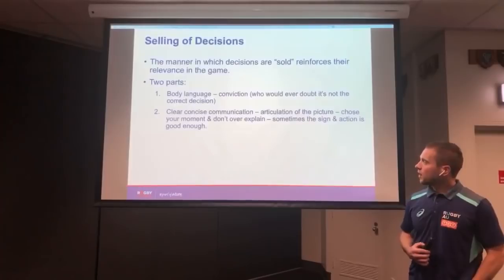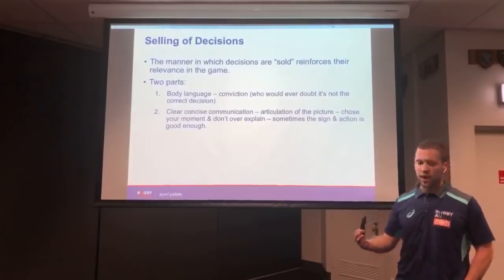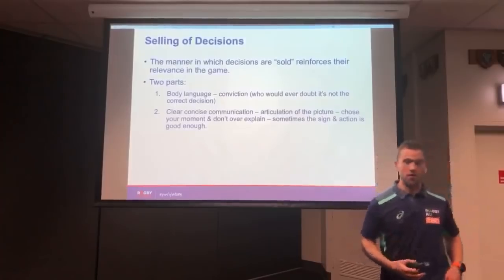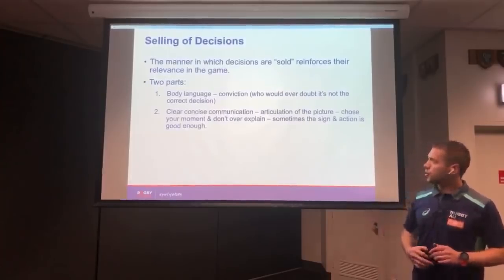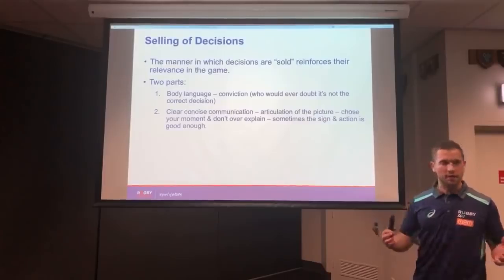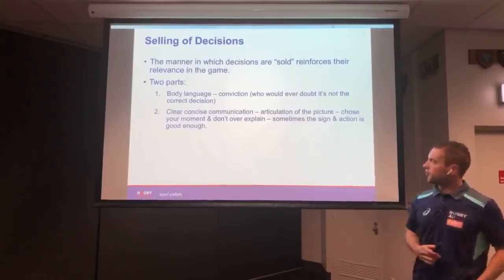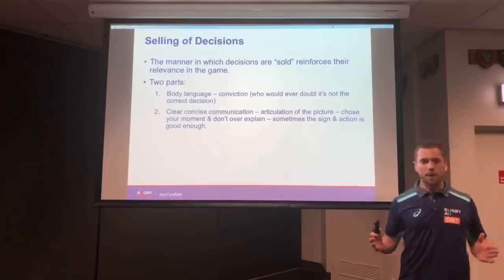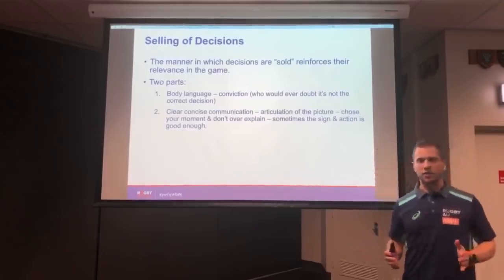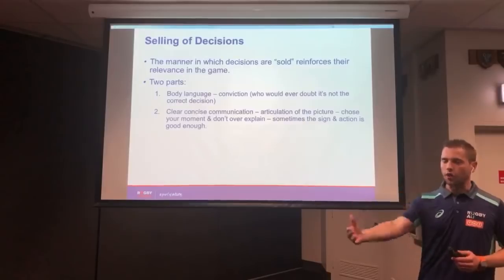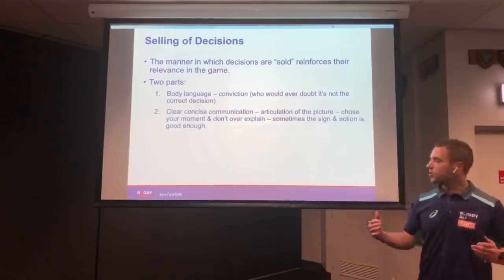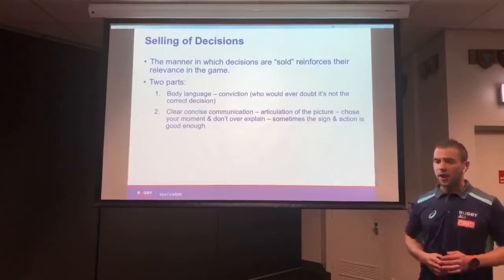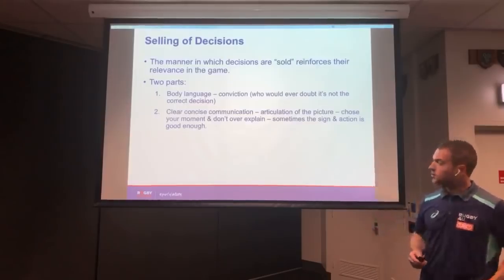The next part is obviously the communication part that backs that up. So the articulation of the picture that you're seeing as a referee, you're choosing your moment to explain it. And I just also want to make the point that sometimes the signal and the action is good enough. So we don't need to over communicate. We don't need to under communicate. We just need to pick our moment to ensure that we are backing up our decision appropriately. So we've just got an example of that now.